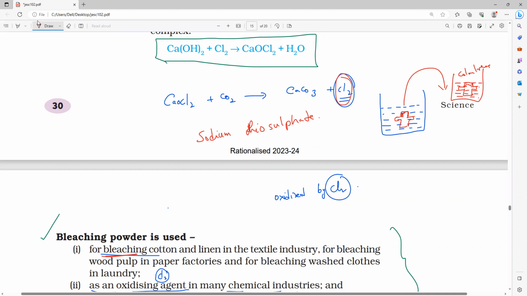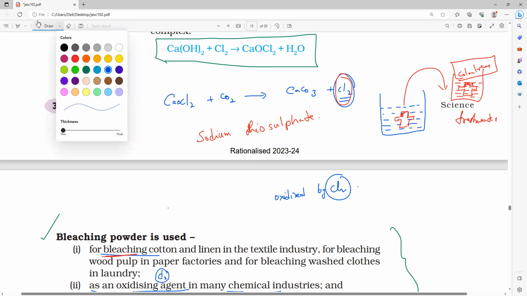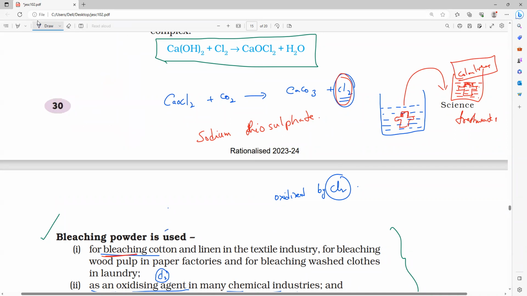After that, if you dip it into fresh water, you can see the entire color is removed from the cloth, and the cloth turns into what? Colorless. That is why it is called bleaching. So why is this bleaching taking place? Because of only one reason: chlorine, due to its oxidizing nature. Understanding? Only the oxidizing nature is causing this.